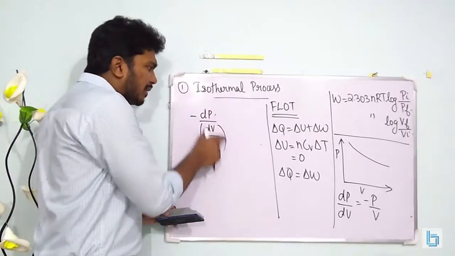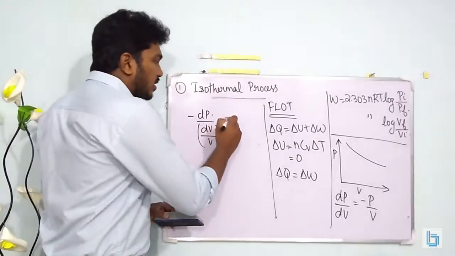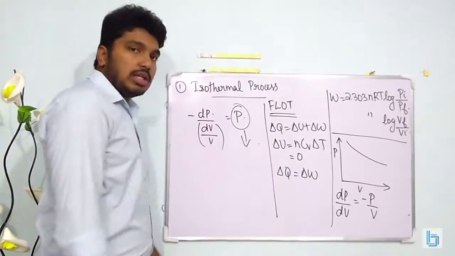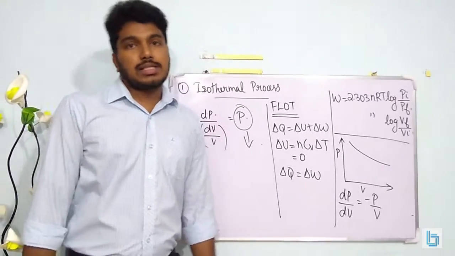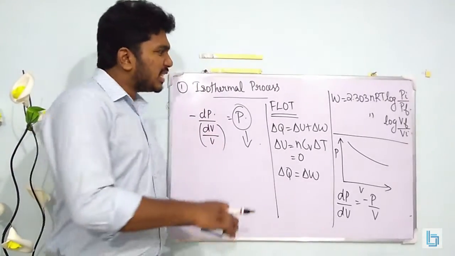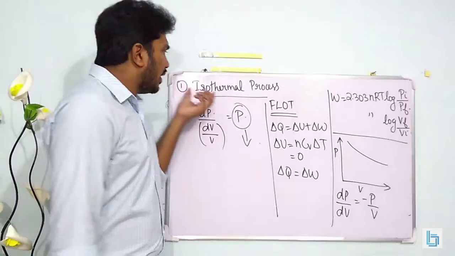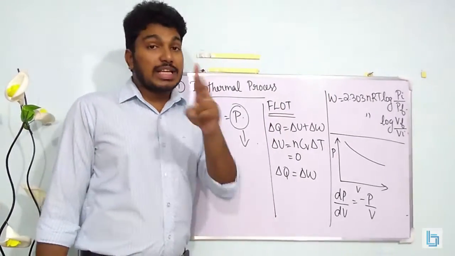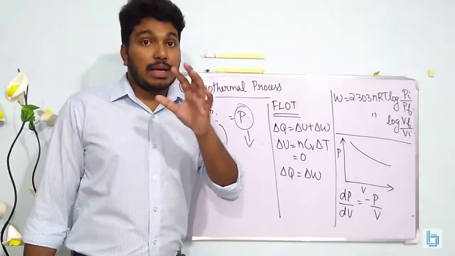This is actually stress by strain, right? So this is actually equal to P. And this P, we call it the isothermal bulk modulus of elasticity. Okay? So these are the main important points we have to remember in an isothermal process. Clear? Right? So now let's move on to the next one, and that is about an adiabatic process.